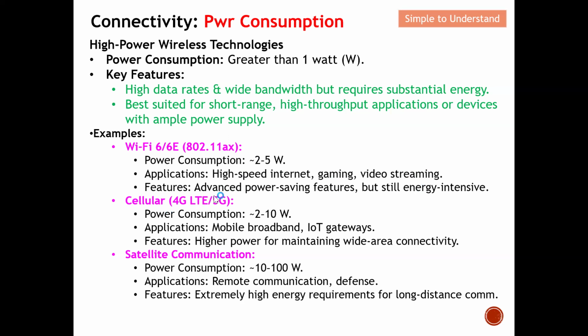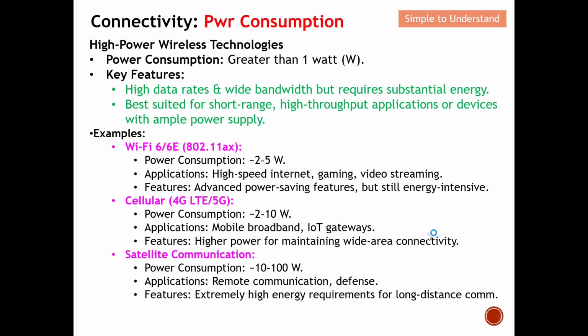Cellular 4G and also 5G, basically at sub-6. The power consumption is slightly higher as compared to Wi-Fi. As I mentioned, cellular is a form of mobile broadband and IoT gateway. The feature is that we need higher power so as to maintain wide area connectivity. Because we are using cellular, which is supported by base stations, we cannot deploy so many base stations. Therefore, we need to transmit at a higher power in order to have a longer range. So for this case, the key feature is that they transmit higher power so as to maintain wide area connectivity.